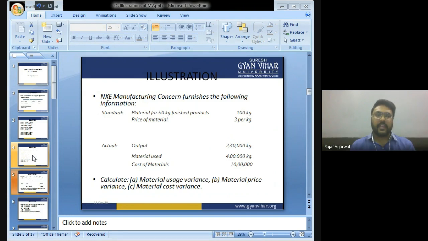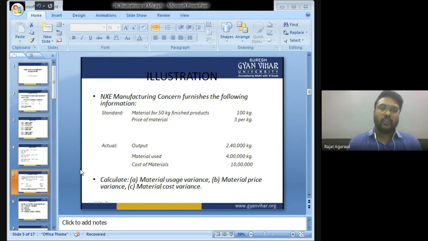Illustration. NXE manufacturing concern furnishes the following information. Standard: material for 50 kg finished product is 100 kg and price of material is rupees 3 per kg. Actual output is 2 lakh 40,000 kg and material is 4 lakh kg. Cost of material is rupees 10 lakh. Calculate material usage variance, material price variance and material cost variance.